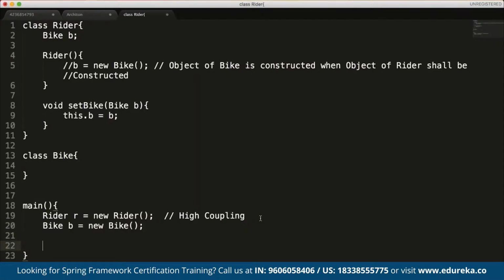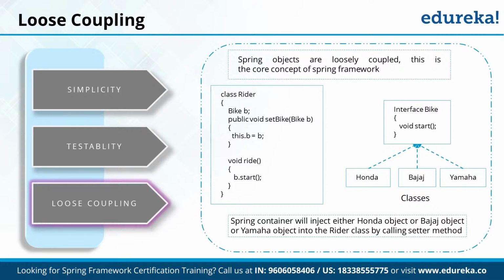So I will just say r.setBike(b), right? So this is where we are trying to reduce coupling, and I will say that it is low coupling. So guys, this is where we will be reducing the coupling. When I am talking of the Spring Framework, it will focus on always writing the code so that it is loosely coupled, right? So the loose coupling concept with runtime polymorphism brings a charm in your code, as in design patterns.